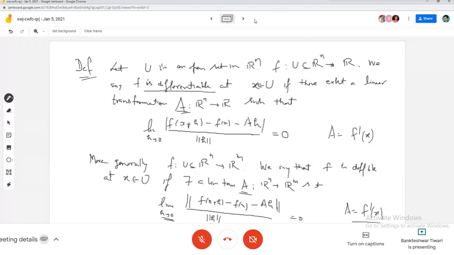So before giving the example, I just wanted to show a very important result which will be used almost everywhere. So I'm going to show that whenever this function is differentiable, this linear transformation, that is its derivative, is always unique.